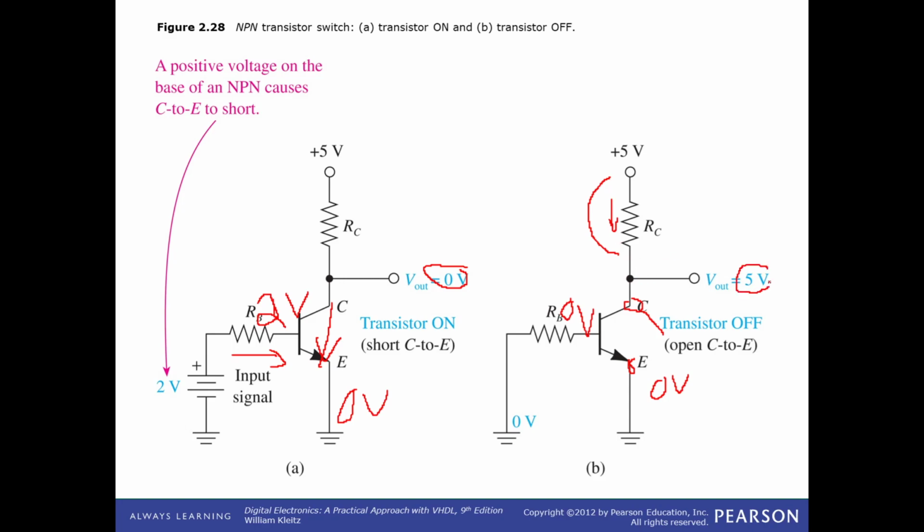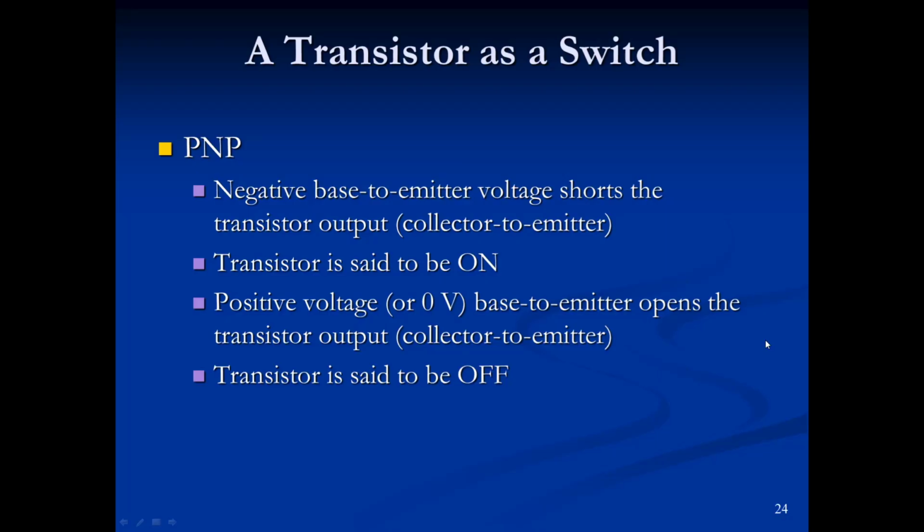Therefore, Vout is going to be 5 volts. So then, just to cover PNP transistors real quick, it's kind of the opposite. We want a negative base to emitter voltage to short the transistor output, to turn the transistor on. And we want a positive voltage or 0 volts base to emitter to open it, or turn the transistor off.